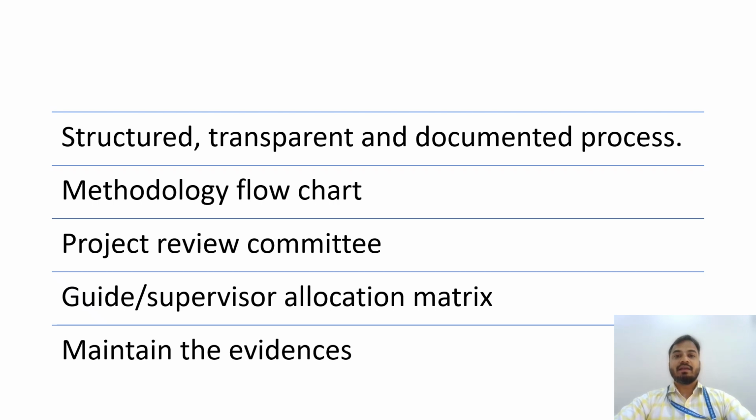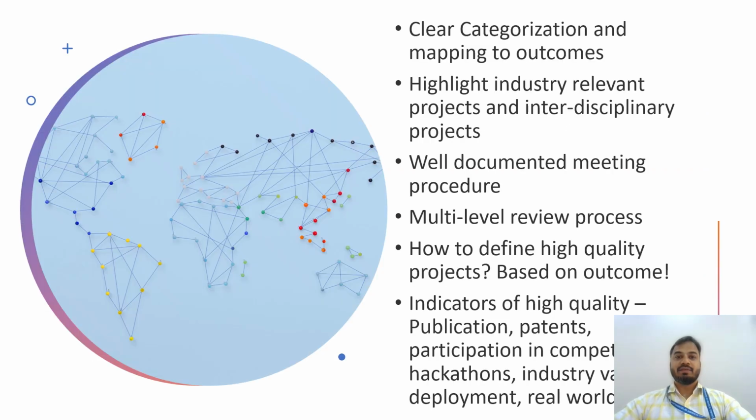Then allocation matrix, a rubric of how do you allocate a guide to a student based on the title has to be well defined, and maintenance of evidence to showcase with respect to the capstone project work is very much necessary. So all the process that we do on timely basis has to be recorded and all the evidences have to be present. So once all this is done, how do we showcase it?